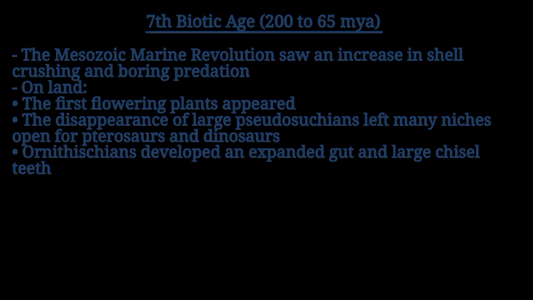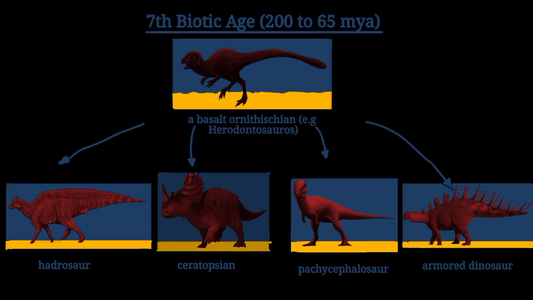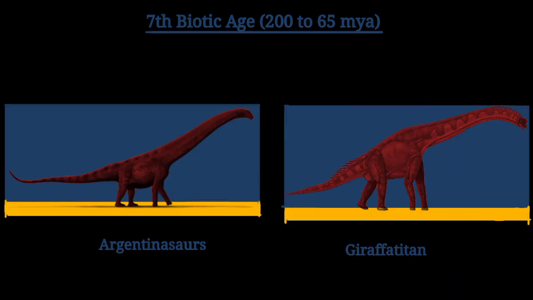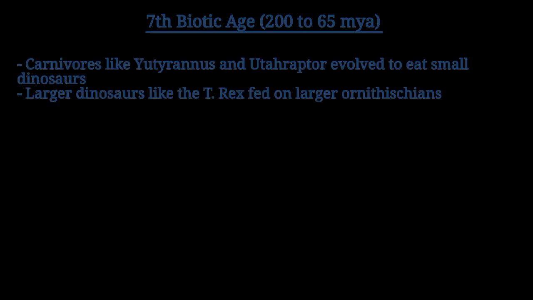One such adaptation was the development of expanded guts and large chisel teeth in Ornithischians. These traits quickly helped them become successful, and they eventually grew to encompass diverse forms like hadrosaurs, ceratopsians, pachycephalosaurs, and thyreophorans. Sauropods saw a massive increase in size, eventually developing into forms like the Giraffatitan and Argentinosaurus. Carnivores like Utahraptor and Yatrannus evolved to eat smaller herbivorous dinosaurs. Tyrannosaurs, on the other hand, fed on the larger Ornithischians. Another notable development was the increase in the size of pterosaurs, which culminated in the evolution of Ediacaran.